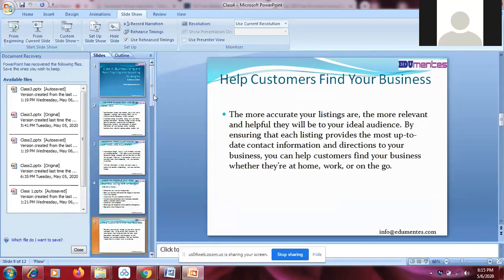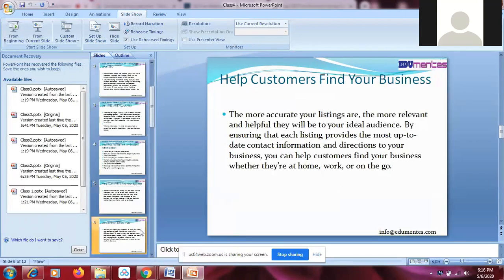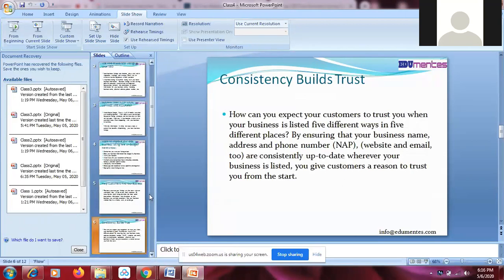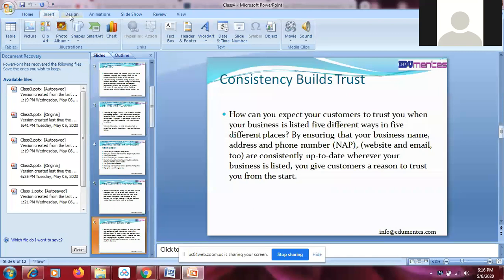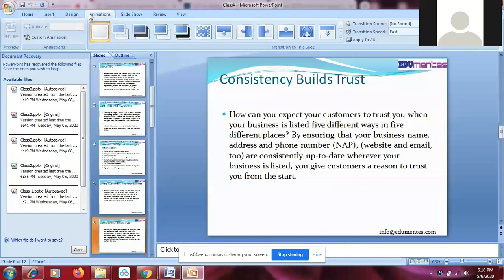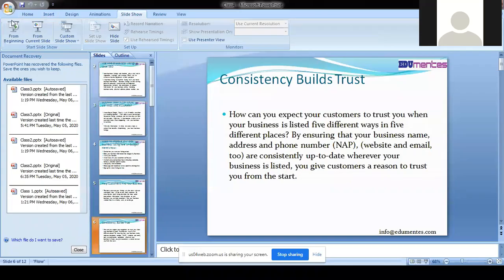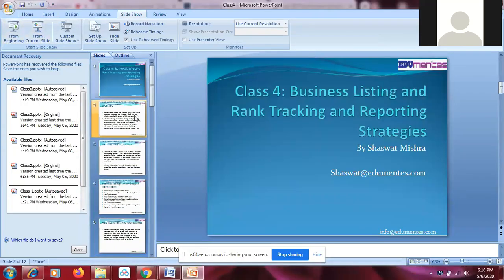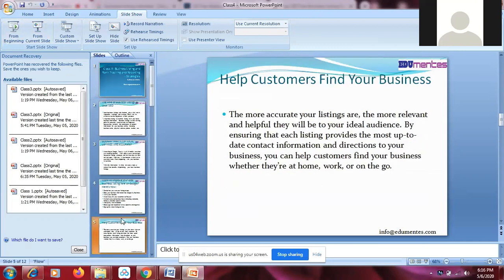Next, we will be talking about how consistency builds trust. Obviously, if you are more consistent, like when Virat Kohli is in the crease, we always feel that we are in the match. Or sometimes when Sachin Tendulkar is in the crease, we always feel that the match is on.